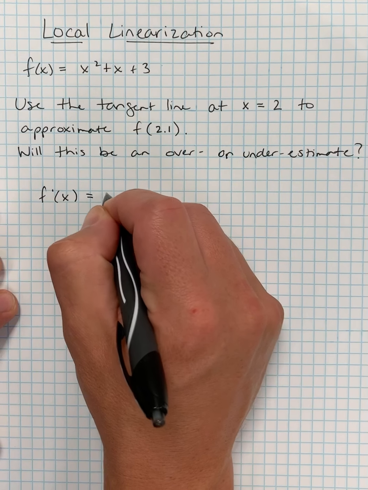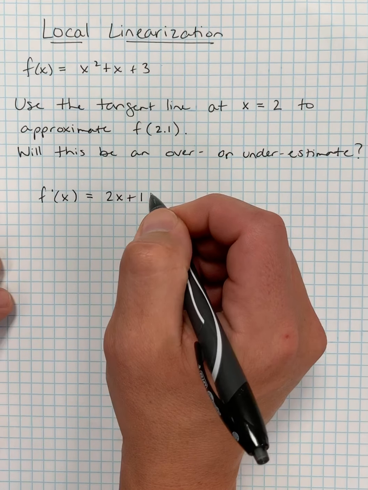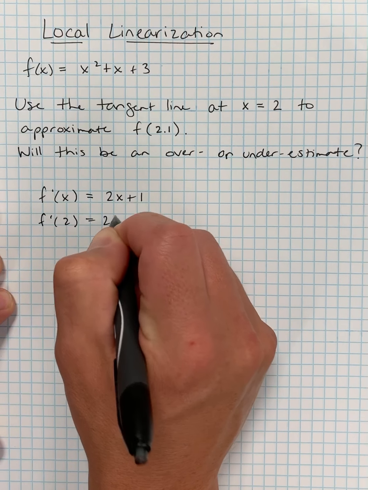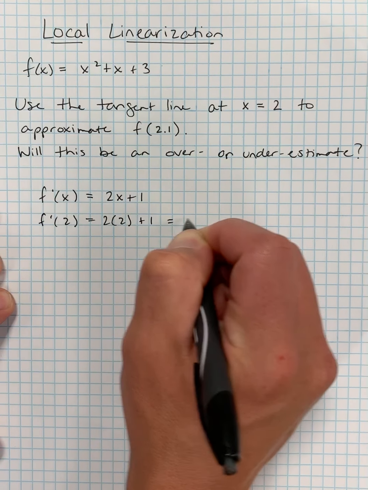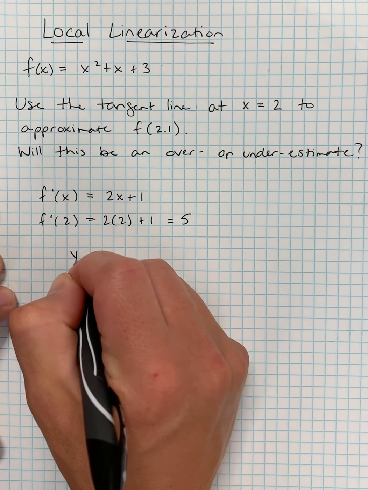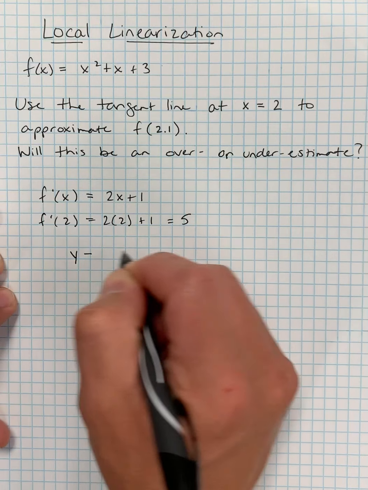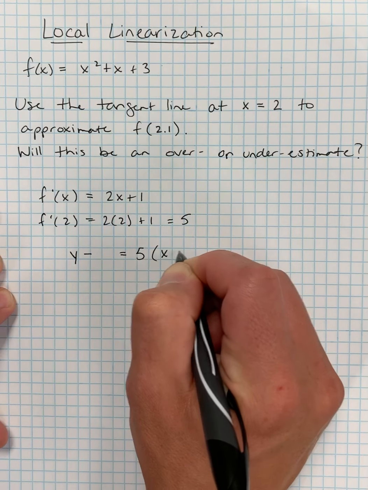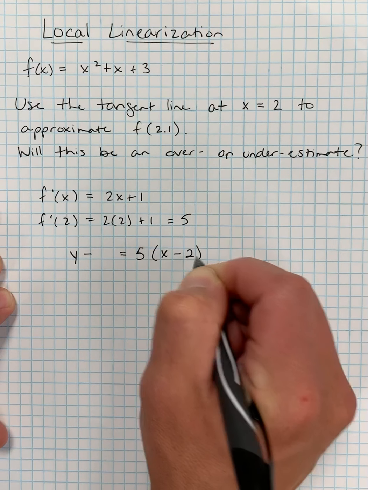f prime equals 2x plus 1, easy enough. So f prime of 2 would be 2 times 2 plus 1, or 5. So the equation of my tangent line is going to be y minus my y value. Well, I don't have that yet, so we'll grab that in a second. Times 5, the slope, times x minus my x value.